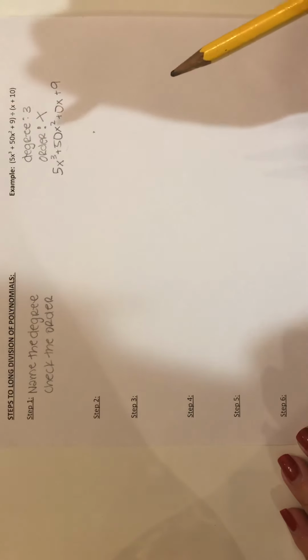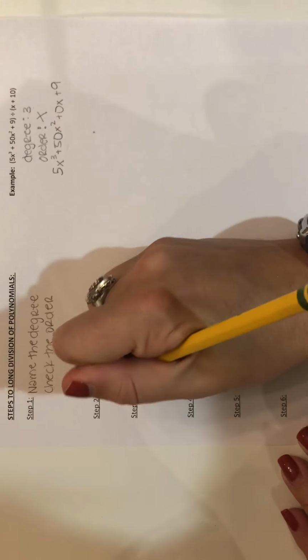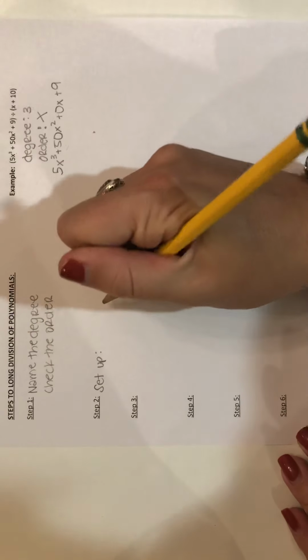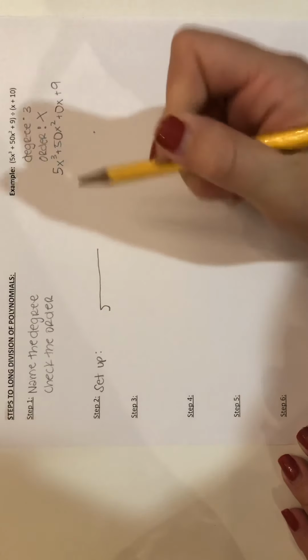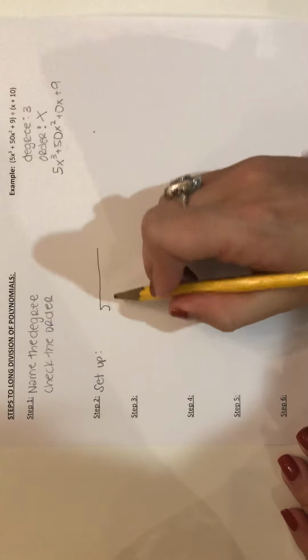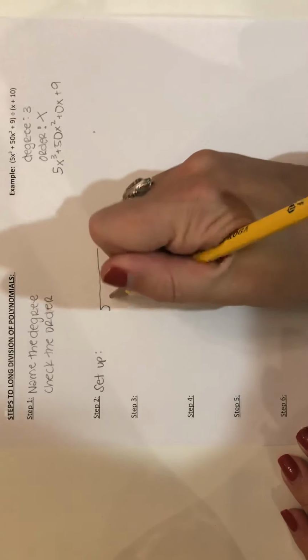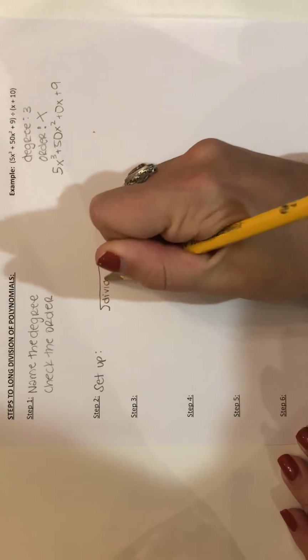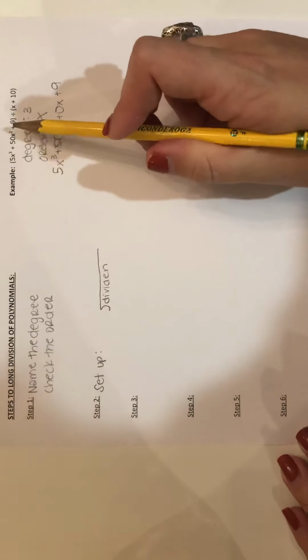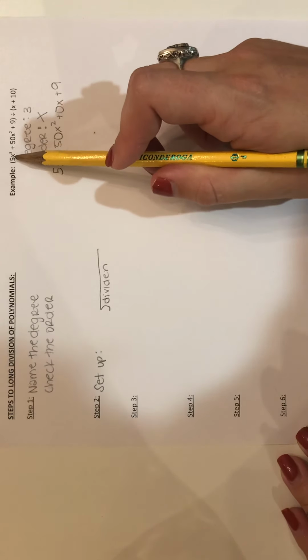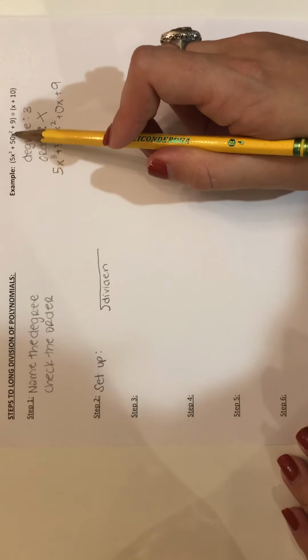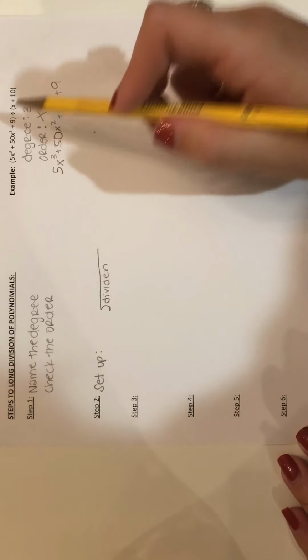Once we check degree and order, we are ready for the setup, step 2. The setup uses the division bar that we're so commonly used to in elementary school. That looks like this. On the inside of the division bar, we are going to put the dividend. The dividend is the polynomial being divided. So in this case, it is the longer expression. This is 5x cubed plus 5x squared plus 9.